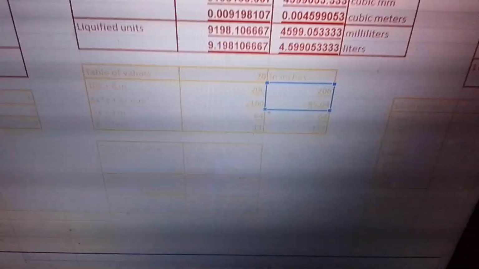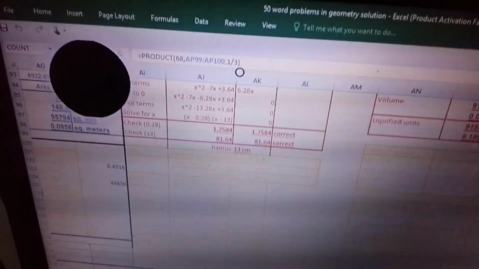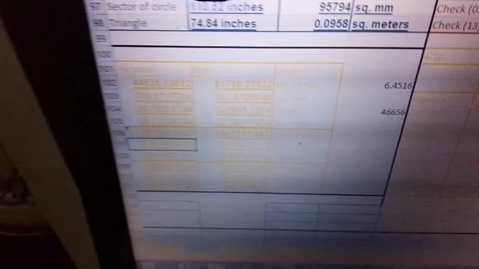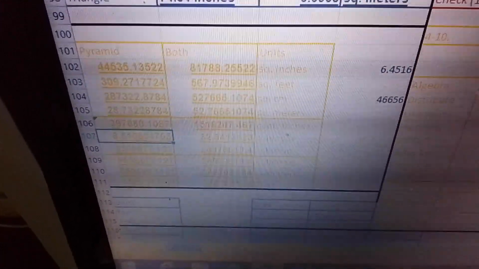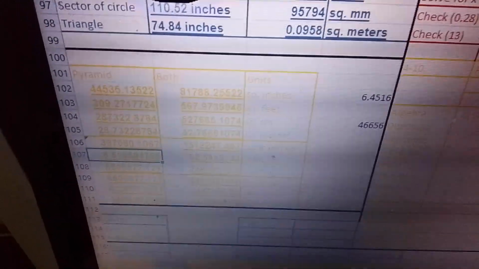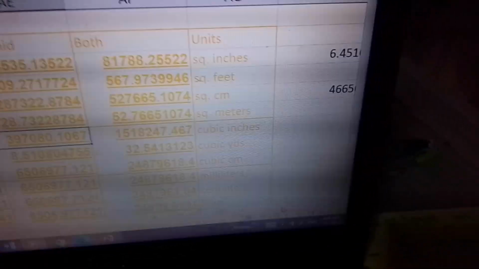The product of AB99 to AB100. Which is, where is it na? This guy. So we're gonna multiply that by 2. Multiply those as well. And then, 1/3. That means divide by 3. With that, what answer did we get? Very good. We should get 397,080 cubic inches.